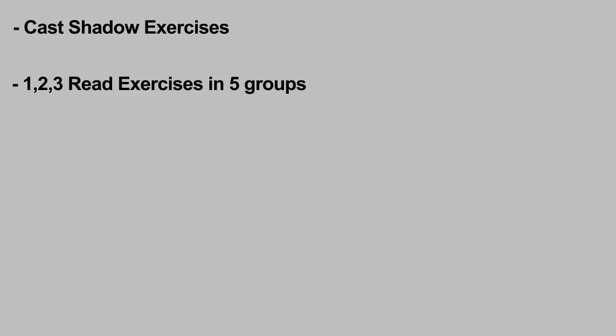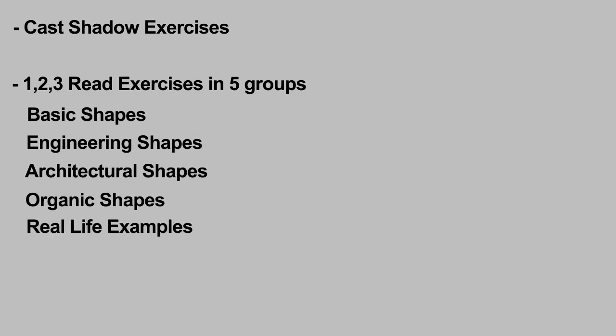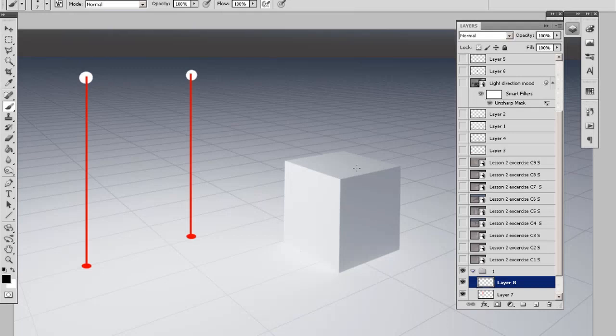And then we will do 5 groups of value study: basic shapes, engineering shapes, architectural shapes, organic shapes, and finally real life examples. The final 6 or 7 exercises are value painting with a fully detailed room with one character in simple values. You just have to add the values on the figure depending on the light direction in each different scenario, just to show how the light direction changed the mood of the story in your painting. And with that, let's start.